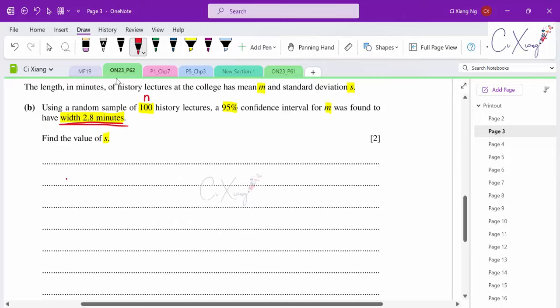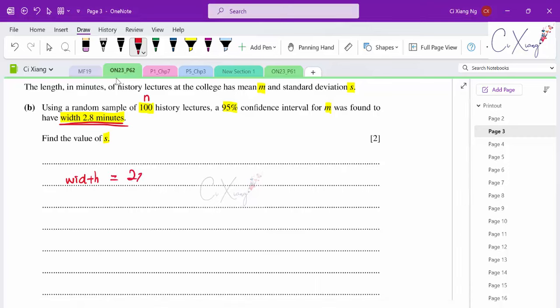Alright, so I'm using the formula width equals 2z sigma over square root n. We now want to slowly put in all the values that we know. So what is the width here? The width here is given as 2.8.